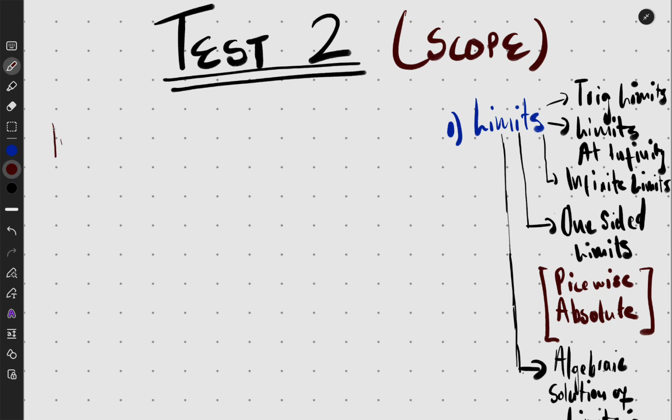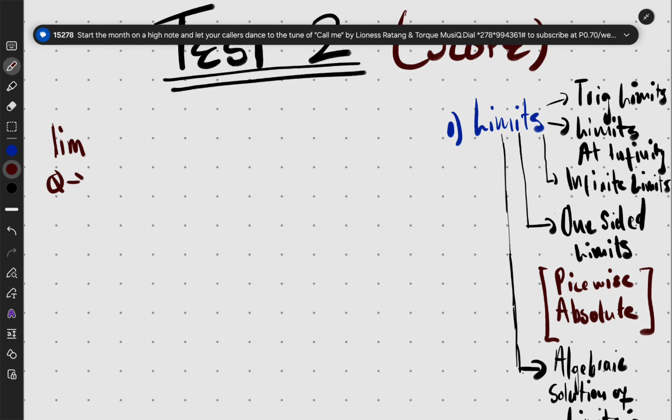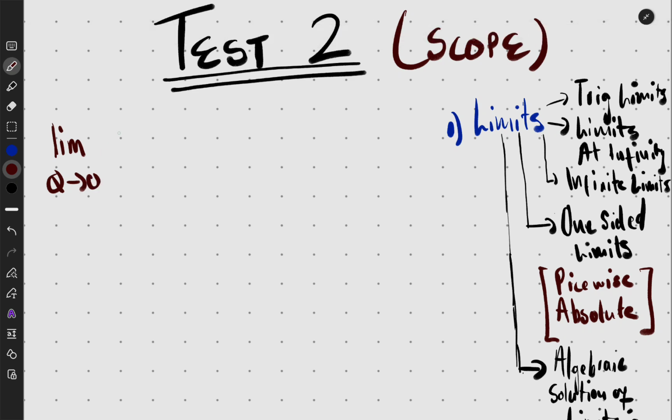First, the two trig limits. The two things to know are that the limit as theta goes to 0 of sine theta over theta is equal to 1. This one you must know.